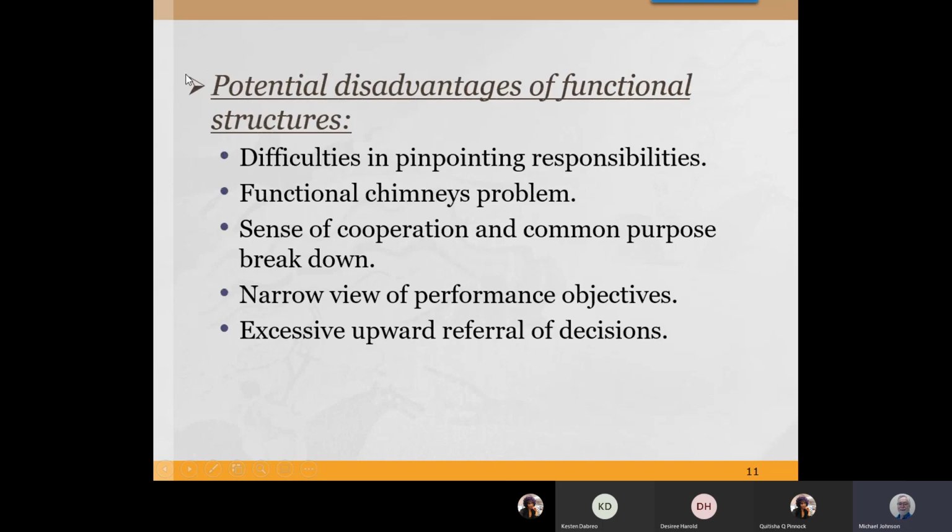The disadvantages in this situation are the difficulties in fundamentally determining who is responsible. So in other words, pinpointing responsibilities. And a functional chimney problem, which we'll talk about a little bit later as well, a sense of cooperation and also common purpose breakdown, and of course, narrow view of performance objectives. Excessive upward referrals of decisions. Once again, we're using this philosophy of the chimney, and we're literally pushing ideas from one level higher and higher within the organization. And sometimes it doesn't work quite the way we would like it to.